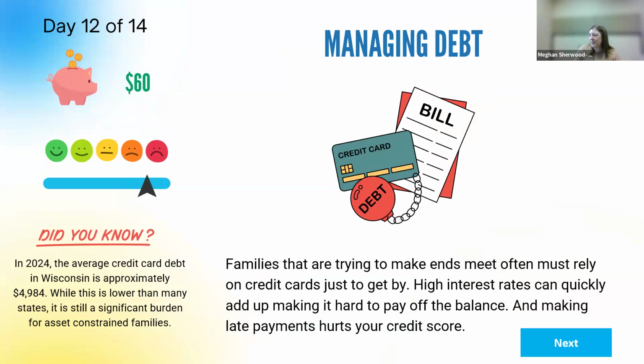Okay, so families that are trying to make ends meet often rely on credit cards to get by, and those high interest rates can quickly add up, making it hard to pay off the balance. In 2024, the average credit card debt in Wisconsin was almost $5,000. While this is lower than many states, that's still a really significant burden. And just thinking of that minimum payment, if you're paying only the minimum every month, it sometimes can take like 20 years to pay off. That can be so daunting for families.